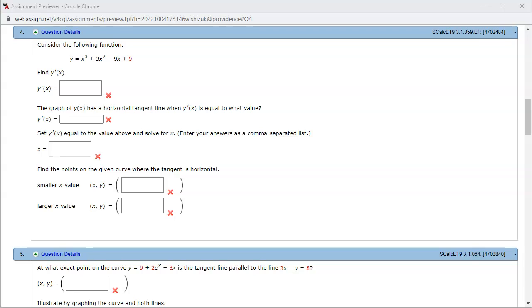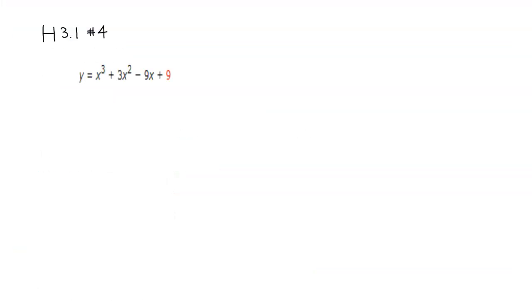Alright, let's look at homework 3.1, problem number 4. First, we want to find the derivative of this cubic function, so let's do that.